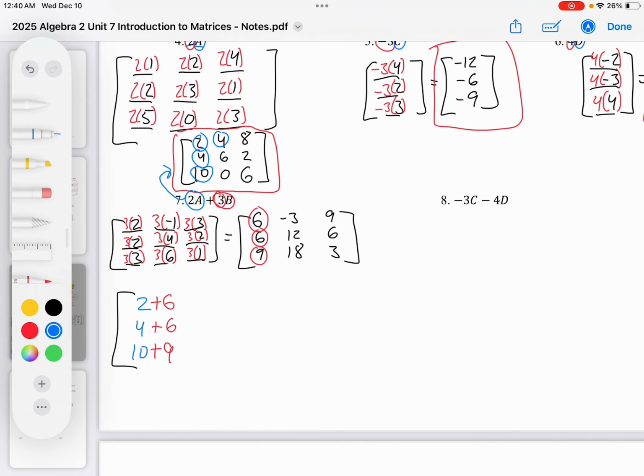So we'll take the 4, 6, and 0 from 2a, and we will add the -3, 12, and 18 from 3b. So we will add -3, add 12, and add 18. And then same thing for the last column. We'll take the 8, 2, and 6 from 2a, and we'll add the 9, 6, and 3 from 3b.